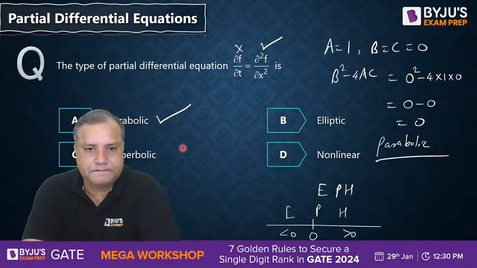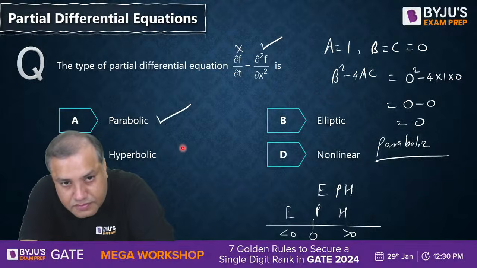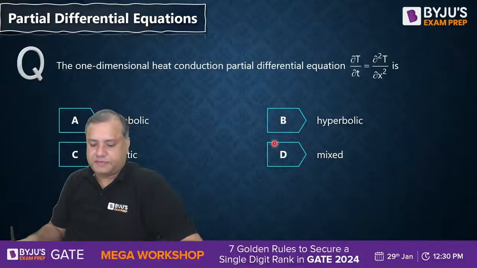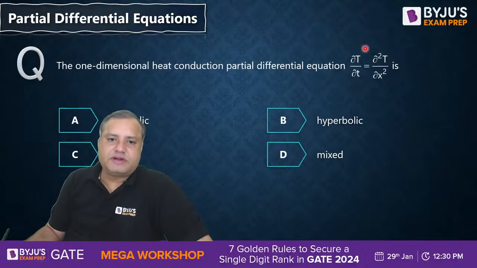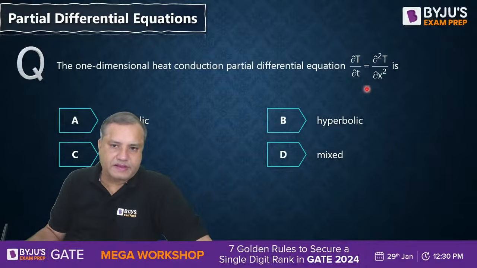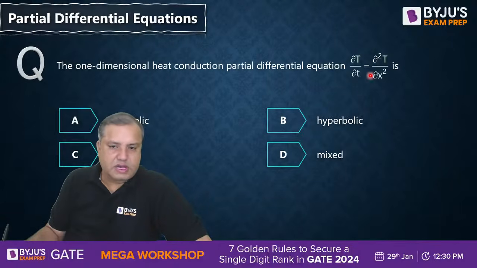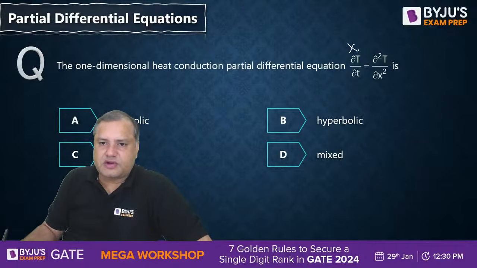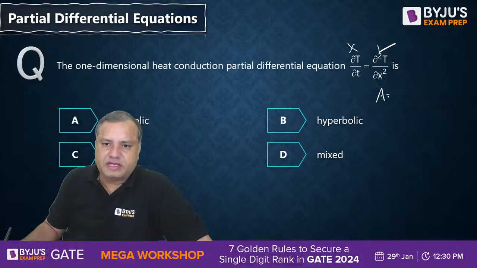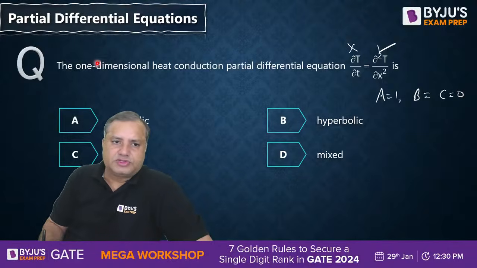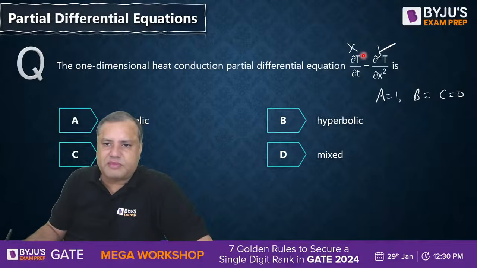Next. See here. This is the one dimensional heat equation. Come on, fast. This is not a second order derivative. This is a second order derivative. So here A is 1. Same question. B and C both are 0. So this is the format for the one dimensional heat equation.